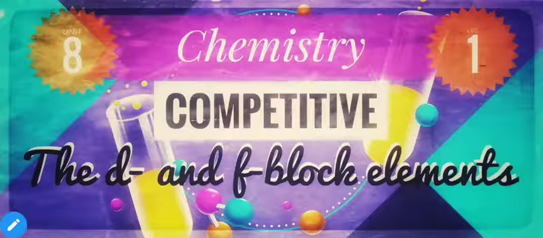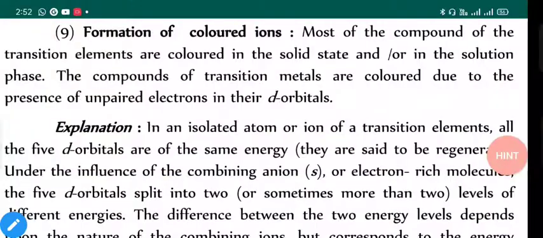So basically in these lectures we are going to discuss different types of metals and their compounds. Along with that we will discuss a few points which are not mentioned properly, that means not in detail, in the textbook. So let's start. First thing, formation of colored ions is mentioned in our textbook but not in detail. So let's check it with proper illustrations and images.